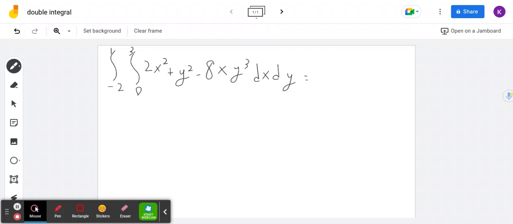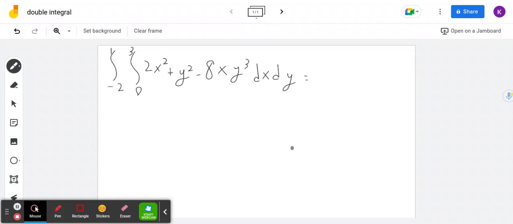Hi, I'm Keon, and in this video, I'm going to show you how to solve this double integral. In this question, we have the double integral from -2 to 1, and then from 0 to 3, of 2x squared plus y squared minus 8xy cubed dx dy.